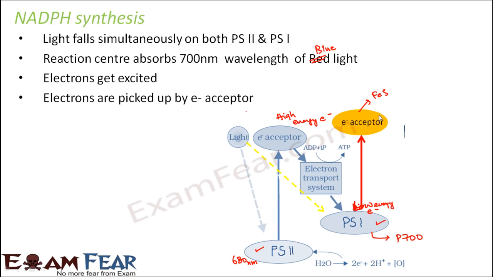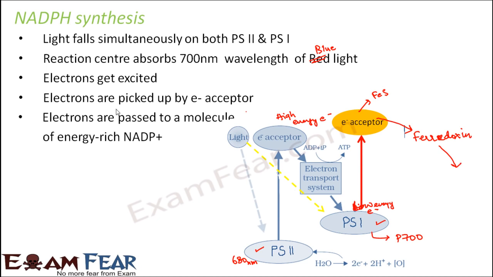Again the same process will take place. From here it will pass on to other electron carriers. Let us see where it passes to. From here the electron will pass to another molecule called ferredoxin, which is again an important electron carrier. From ferredoxin it passes on to a molecule which is very rich in energy, NADP+, nicotinamide adenine dinucleotide phosphate.